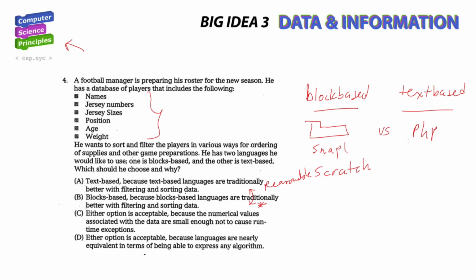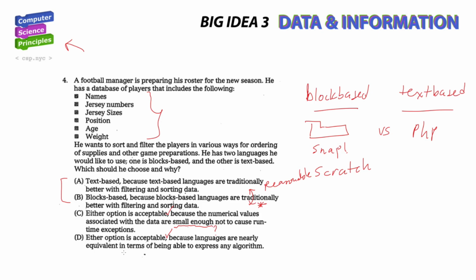So these two were contrasting the block-based and the text-based, although both of them could achieve what he's wanting. So it all comes down to traditionally which one is better if we are looking at A and B. Let's keep going through our answers. C says either is acceptable, which is nice because just as discussed, either of them would work. And also in D, it says either of them is acceptable. And for C, it says either is acceptable because the numerical values associated with the data are small enough not to cause runtime exceptions. So here it's saying that the numbers are small enough, but how small is small enough? Also, how many players are on his team? We're not too sure. So this brings in another question mark right here.